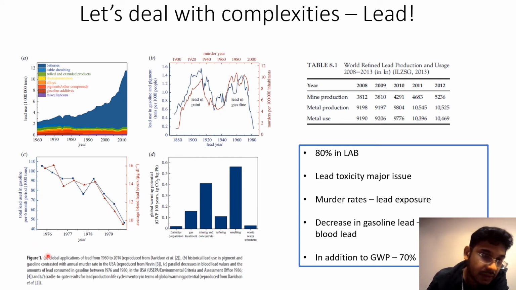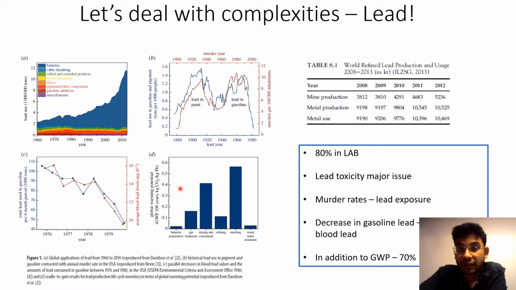And you see here, I think this is a very interesting example of the lead used in gasoline getting decreased, and so is the lead in blood levels getting decreased. So there they found a really nice correlation. And you have not just the release of CO2 and global warming potential from the lead smelting. Of course, that's associated with all metal production, but also 70% of hazardous air pollutants are also associated with lead production. So you have many environmental, ethical, and toxicity related issues to lead.